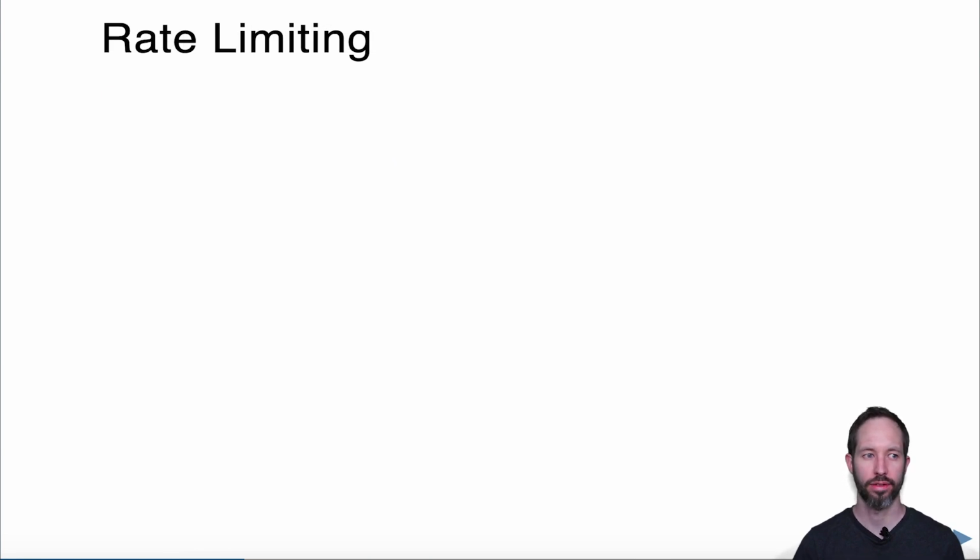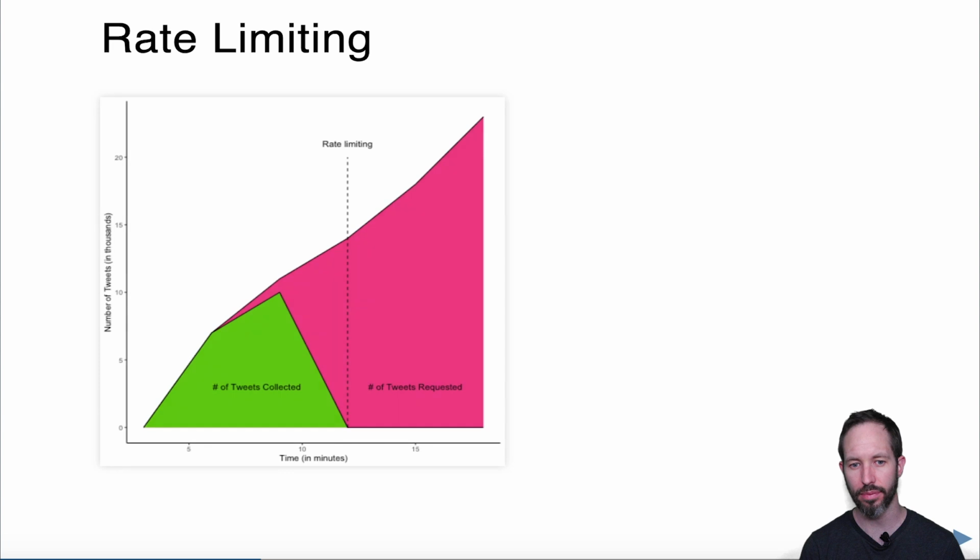So if credentialing is the first thing we have to wrap our heads around with APIs, the second kind of tricky thing is rate limiting. Rate limiting simply means that an API has rules about how much data you are allowed to collect within a predetermined amount of time. So here's an example from Twitter. This green part of the graph here describes the actual amount of Twitter data collected, but the pinkish code describes the total number of requests that the person who wrote this hypothetical piece of code wanted to get from Twitter.